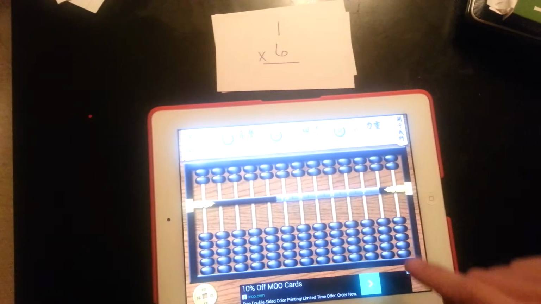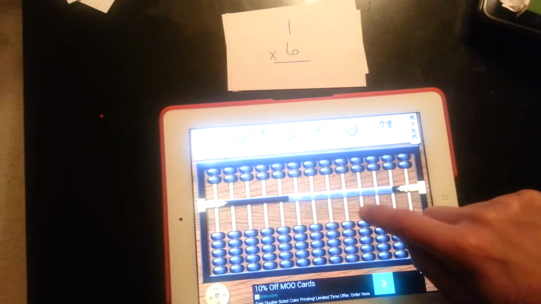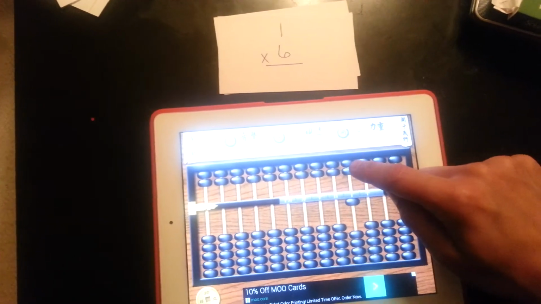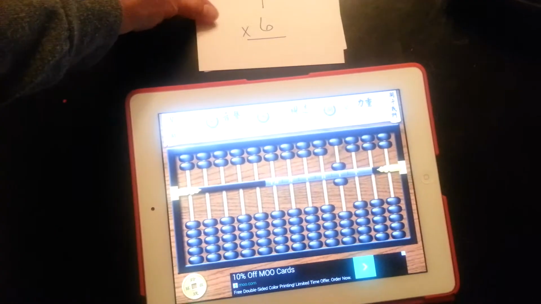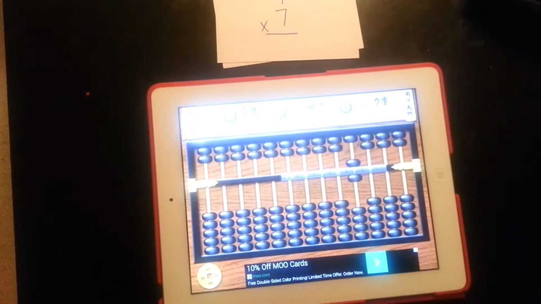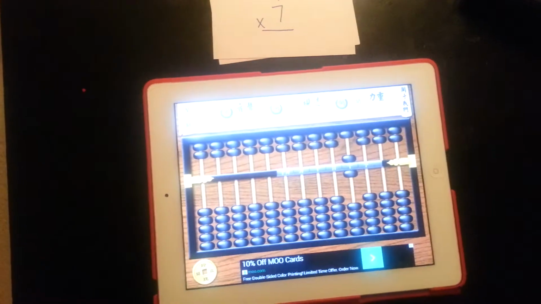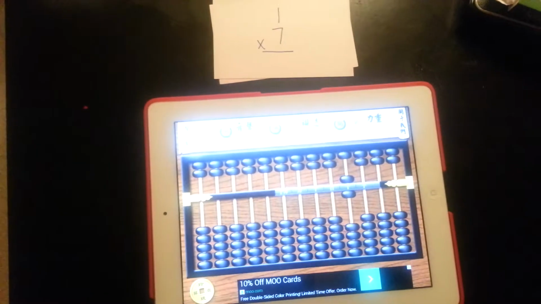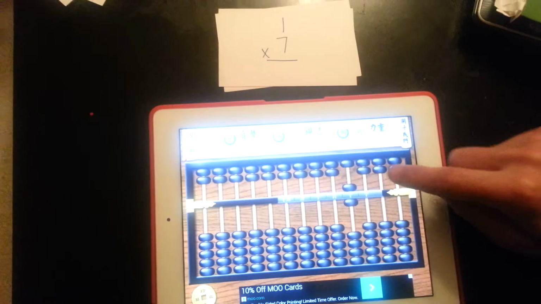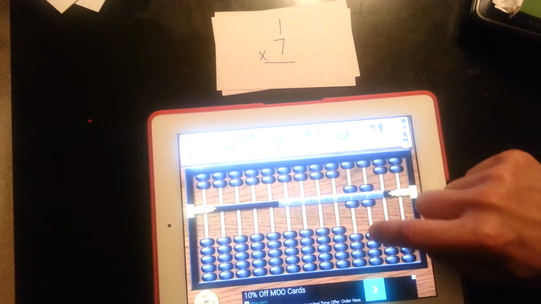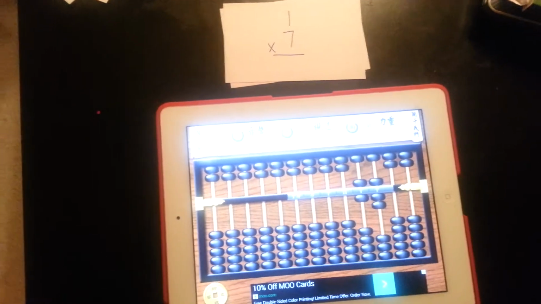So we're going to begin with 1 times 6, the digits in our 10 place. We're going to move one earthly bead up and one heavenly bead down to get our product of 6. And then we're going to cross multiply our tens place, moving over 1 bar to show the product of 1 times 7. We're going to drop 1 heavenly bead down and move 2 earthly beads up for our product of 7.